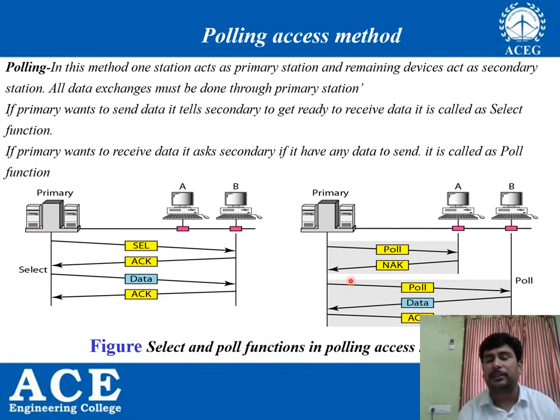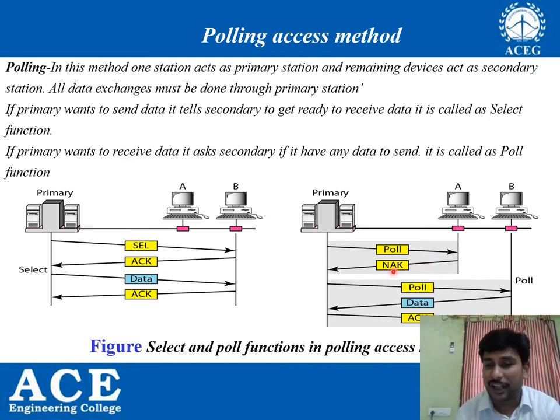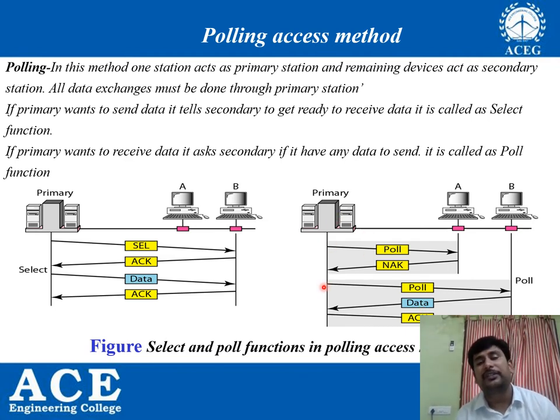Coming to the poll function, the primary would like to receive data from a secondary station. To know whether it has any data or not, the primary first sends a poll function to the secondary station. Here it has first sent the poll function to station A, but station A does not have any data to be sent, so it sends a negative acknowledgement saying, sorry boss, I don't have any data to send. Next, the primary station sends the same poll function to secondary station B, which has some data to be sent, so it transmits the data to the primary. Once the primary receives the data from secondary station B, it acknowledges the receipt of the data.